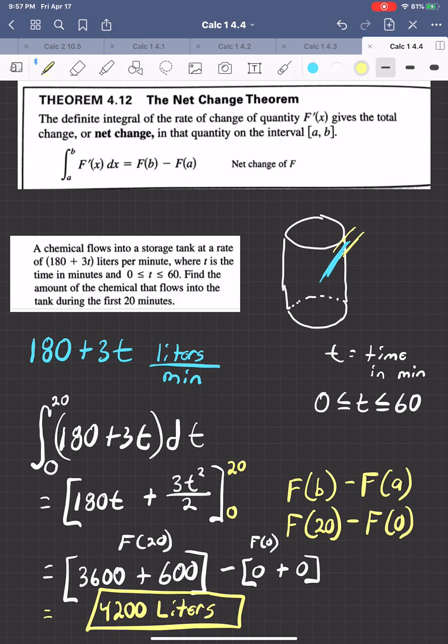That's how much chemical is in that tank after 20 minutes. Do you see how, if you turn the knob and chemical starts flowing, as time goes by this tank fills up? You are accumulating chemical over time, just like you can think of accumulating area or accumulating volume. You can think of it as an accumulation function. That is the idea.